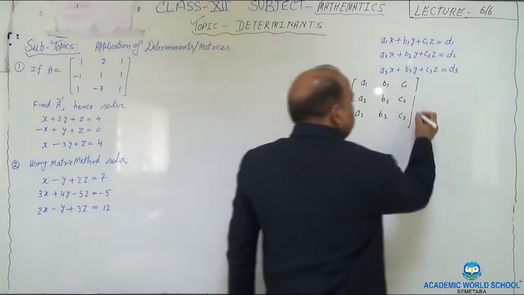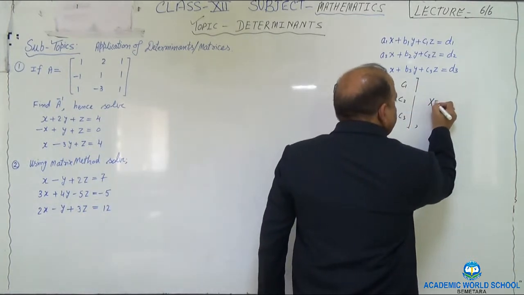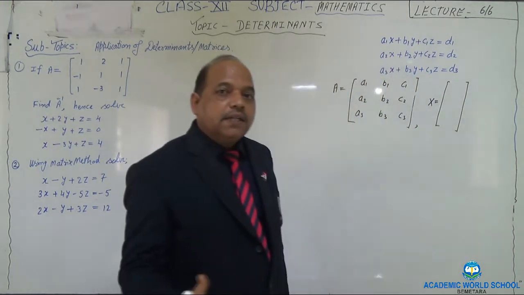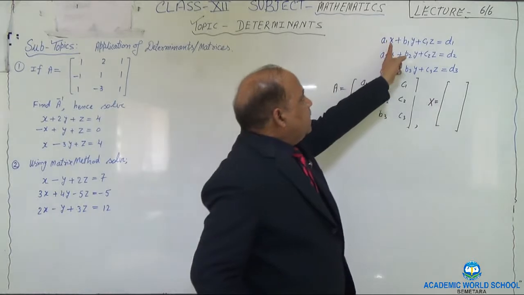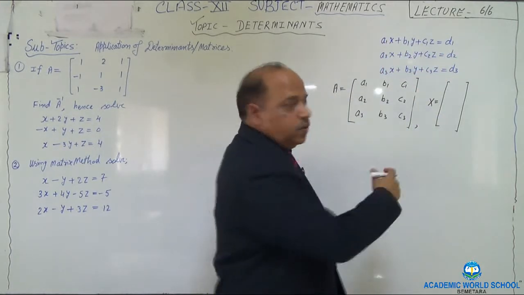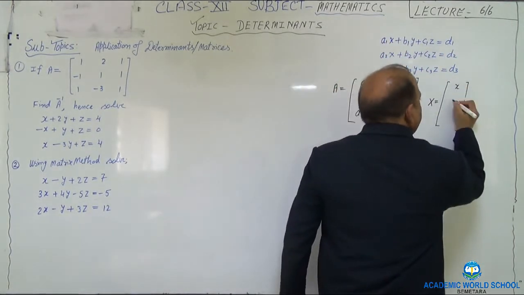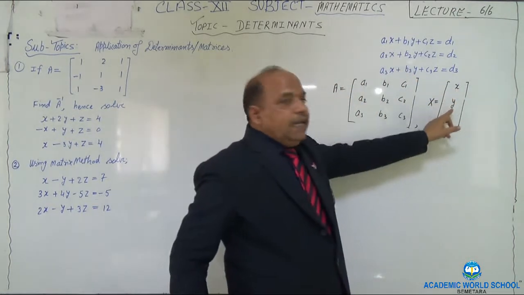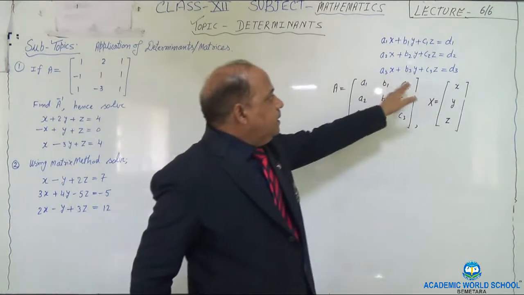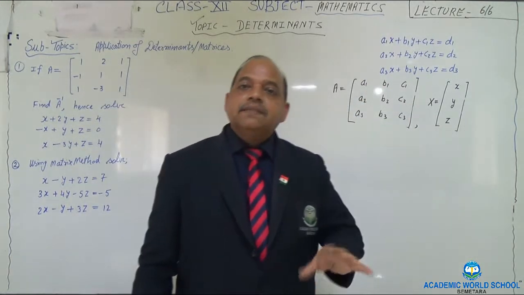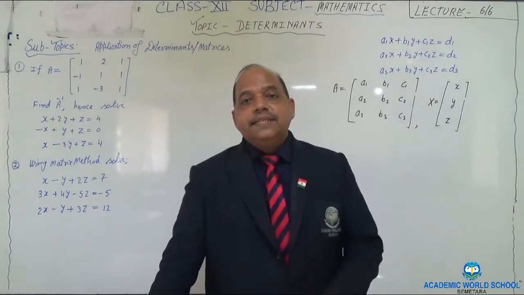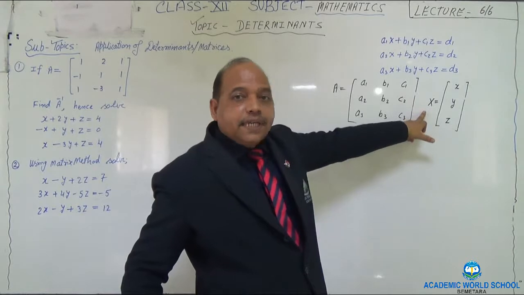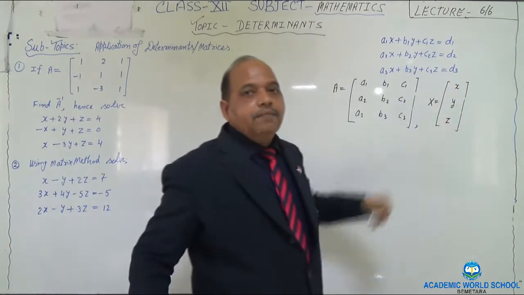And then there is one more matrix. This is called the variable matrix. Variable means the unknowns which you have to find. So there are 3 variables, x, y and z. So we prepare x, y, z. Now look at this. These are elements, and as we know, elements are always represented by small letters, whereas matrices or determinants are denoted by capital letters. That is how I have used capital X, and these are the elements.